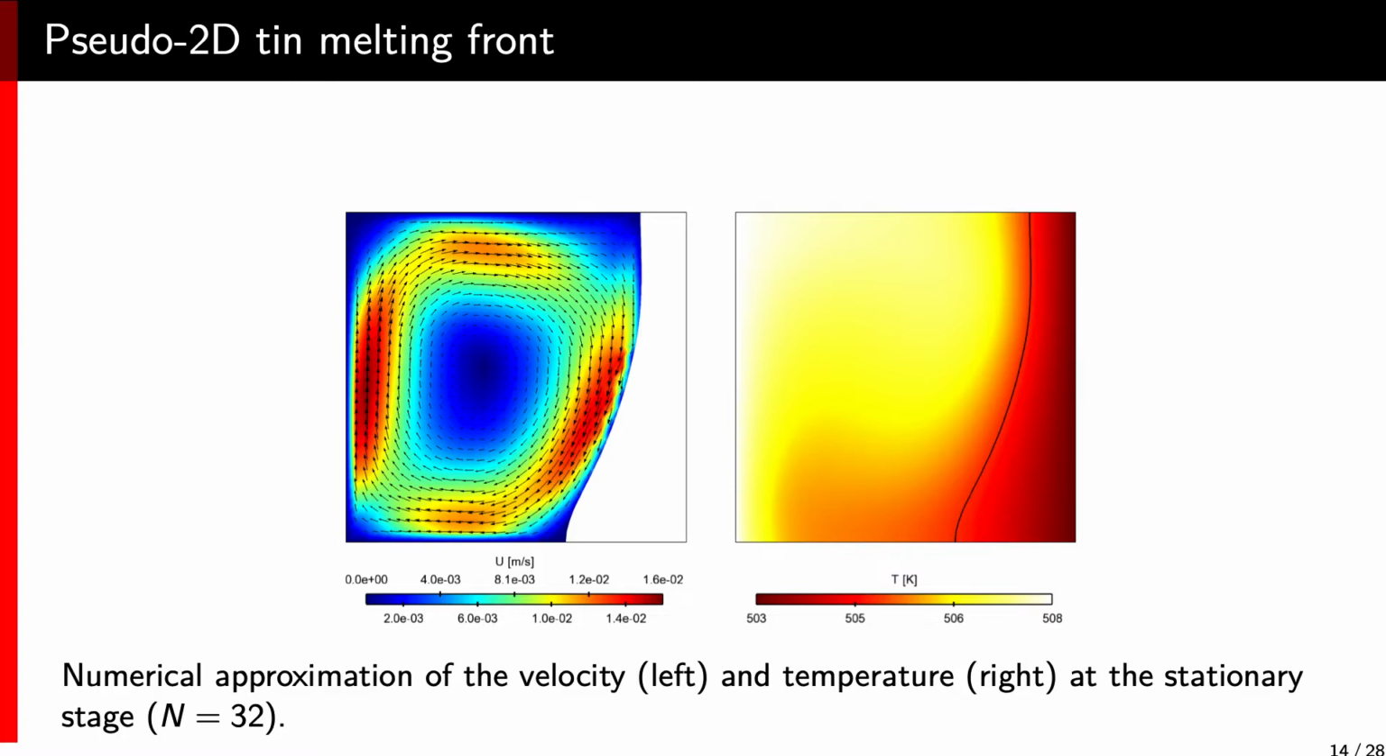Let's go to some numerical experiments. The first one is a classical one. We enforce a gradient of temperature in the tin melting front. That means that the metal starts to rotate, you have a conductive current, and it solidifies from the right. So here you have an approximation of the velocity on the left and the temperature on the right.